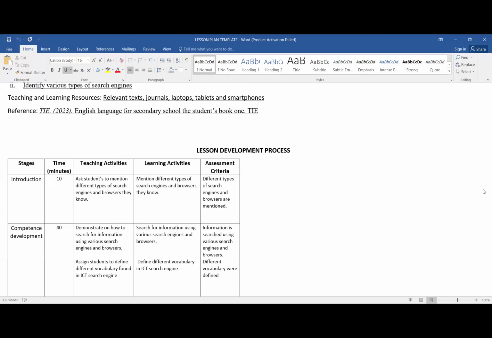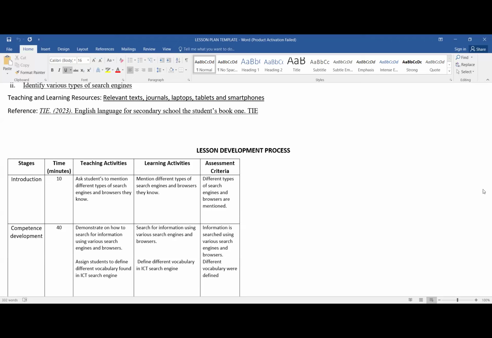You can group the students, and then you can play a game to enable the students to mention. They can recite a poem. So you have to design any activity that the student can be ready to mention the types of search engines and browsers that you want them to mention.